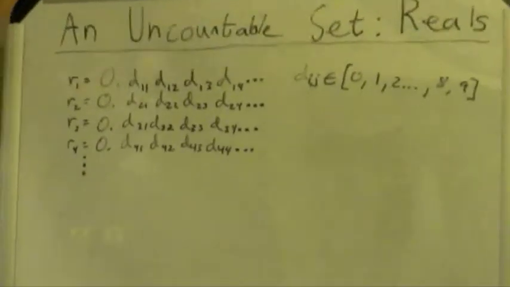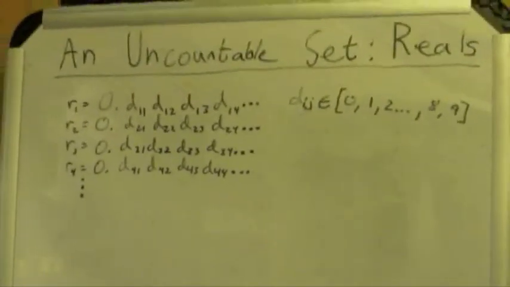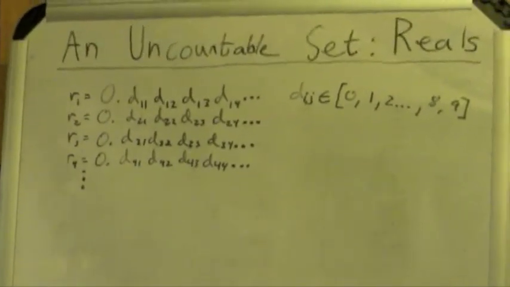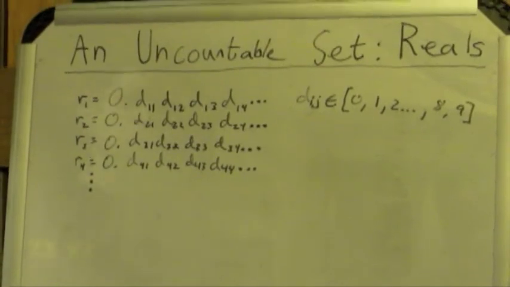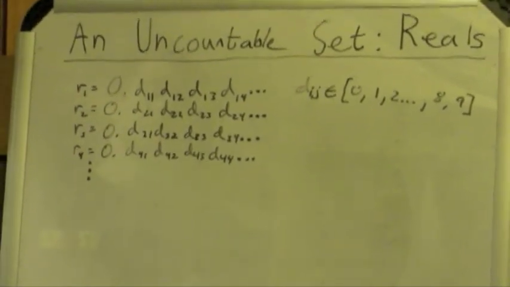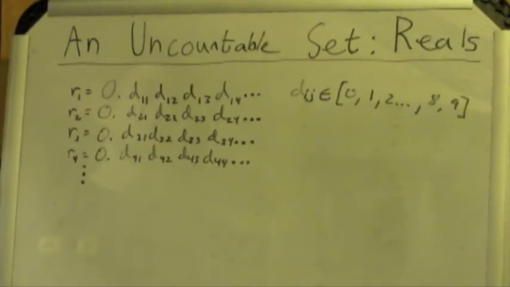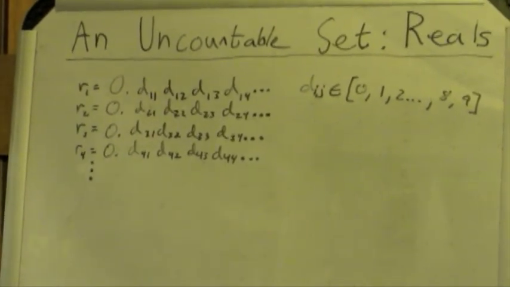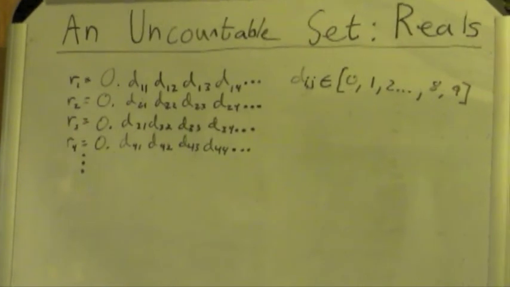For our next example, we'll show that the set of all real numbers has a cardinality that is uncountable. We will do this using a proof by contradiction. So we state the negation of our original statement, that is, the statement that the set of all real numbers is countable. This will lead us to a contradiction.